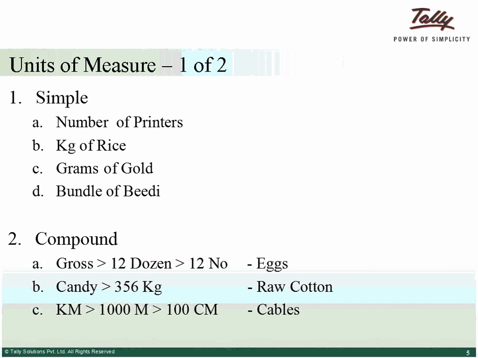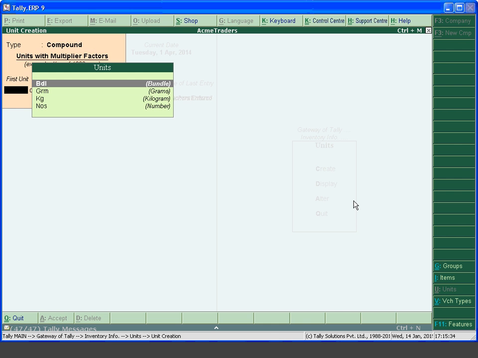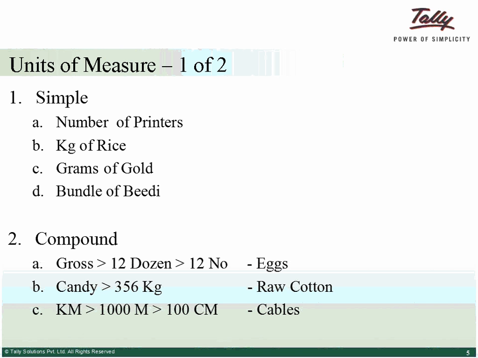Now, we are done with the simple unit of measure. Let's create compound unit. Where here 1 gross is equal to 12 dozen. Here where 1 dozen is equal to 12 numbers of eggs.